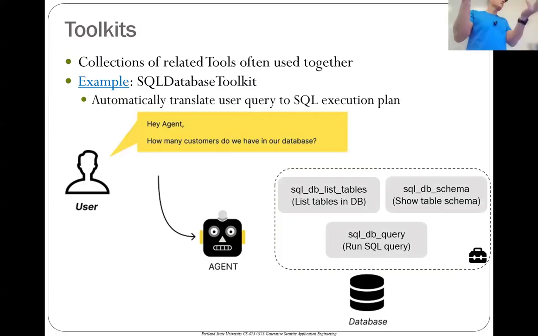So these are just 3 of the tools in the toolkit. There's a list the tables in the database tool, there is a show table schema tool, and then there's run an arbitrary SQL query. Now this is super dangerous. You shouldn't actually have that, and we'll talk about secure tool design.